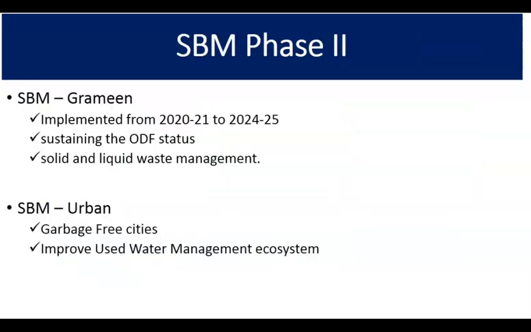Now the government has launched Swachh Bharat Abhiyan Phase 2 for the Grameen. It will be implemented from 2020-21 to 2024-25, and the focus is on sustaining the ODF status and solid and liquid waste management. Because as you have seen, according to the Standing Committee on Rural Development, maintenance of ODF status and solid and liquid waste management is a major issue in the rural areas. And in the urban areas, the focus is on making garbage-free cities and improving used water management.